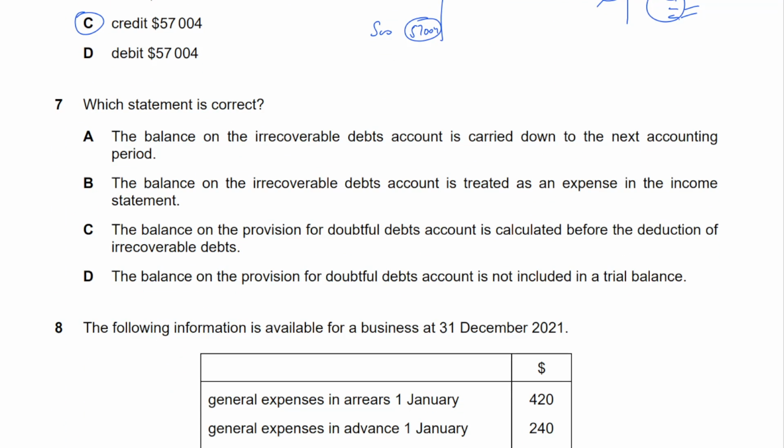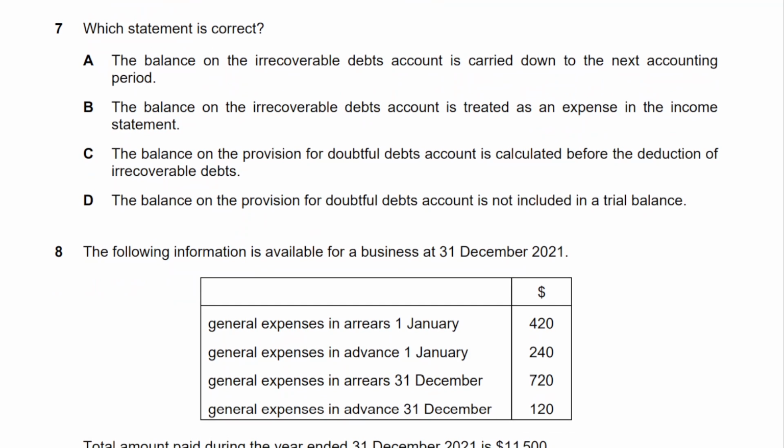Which statement is correct? The balance on the irrecoverable debts account is carried down to the next accounting period. No, it's transferred to the income statement. The balance on the irrecoverable debts account is treated as an expense in the income statement. Yeah, that looks like a good choice. We transfer it to the income statement, the total of irrecoverable debts that we transferred.